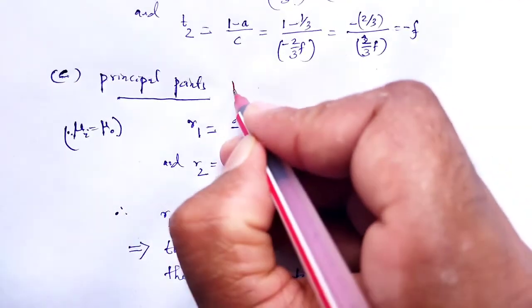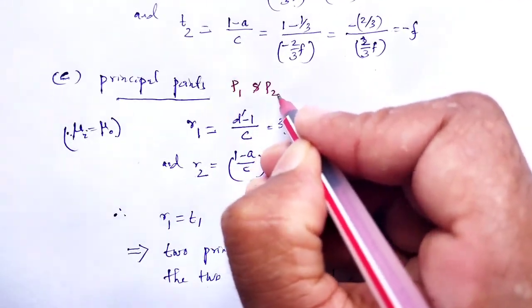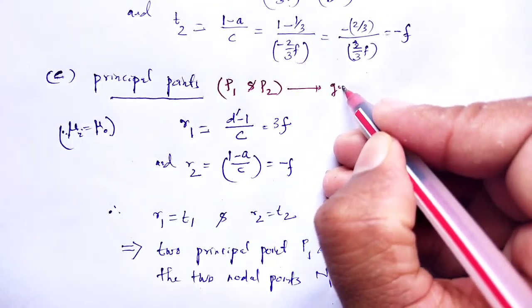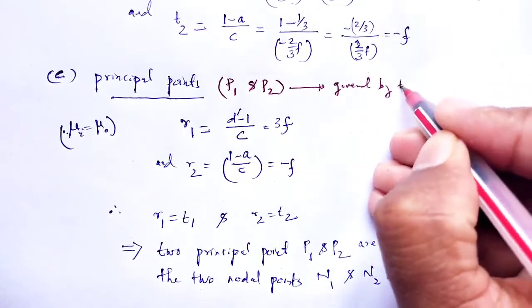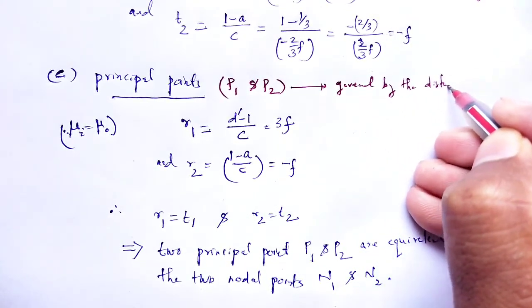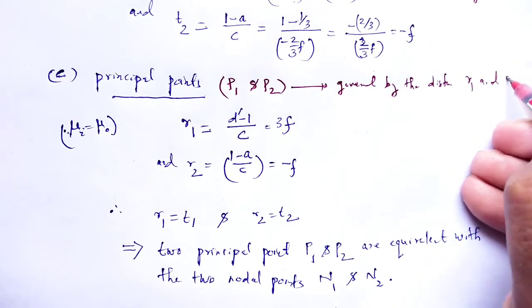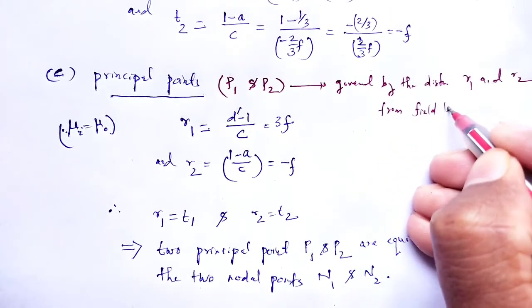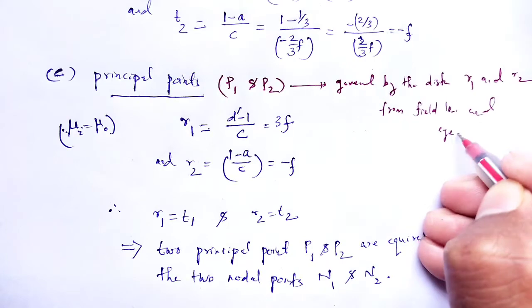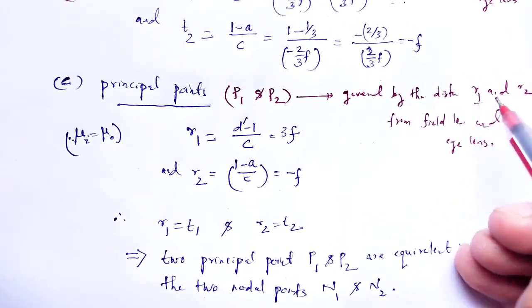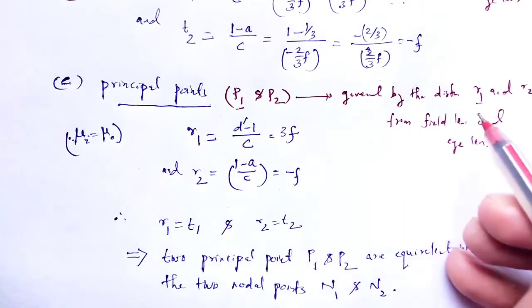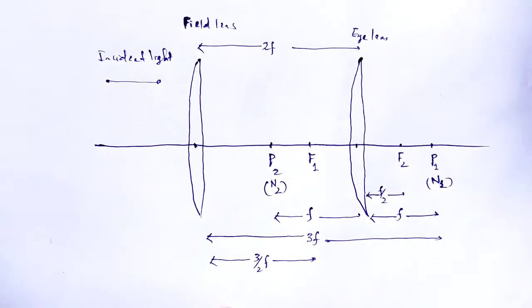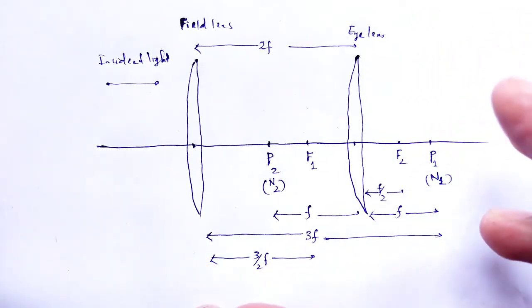Similarly, for principal points P1 and P2, first principal point and second principal point, again these are governed by the distances R1 and R2 from the field lens and eye lens. R1 is the distance of the principal point P1, R2 is the distance of the principal point P2. In this way, we locate all the cardinal points in the Huygens eyepiece.